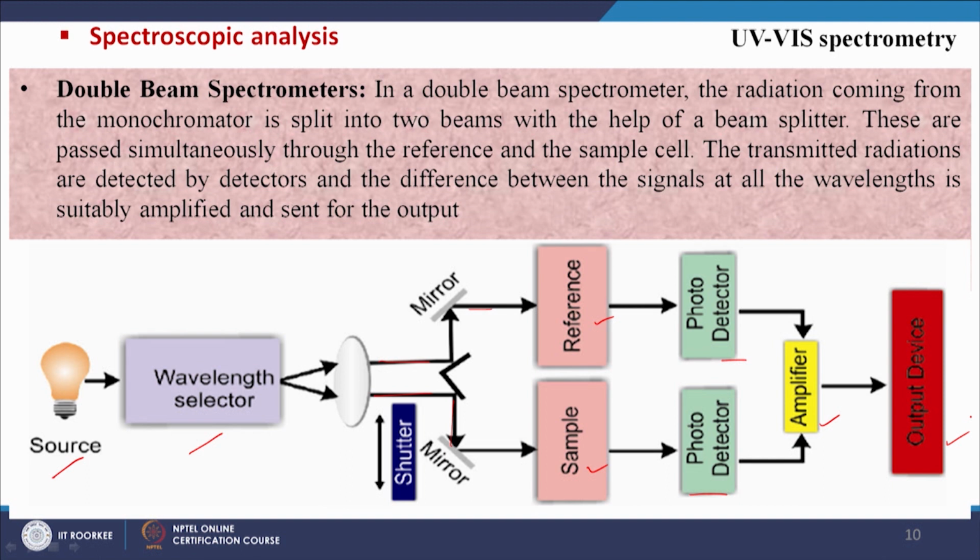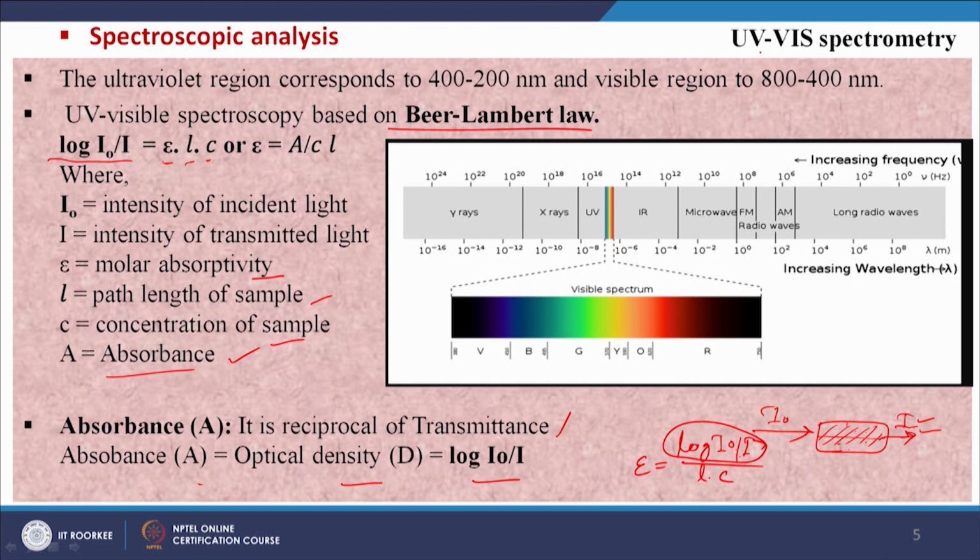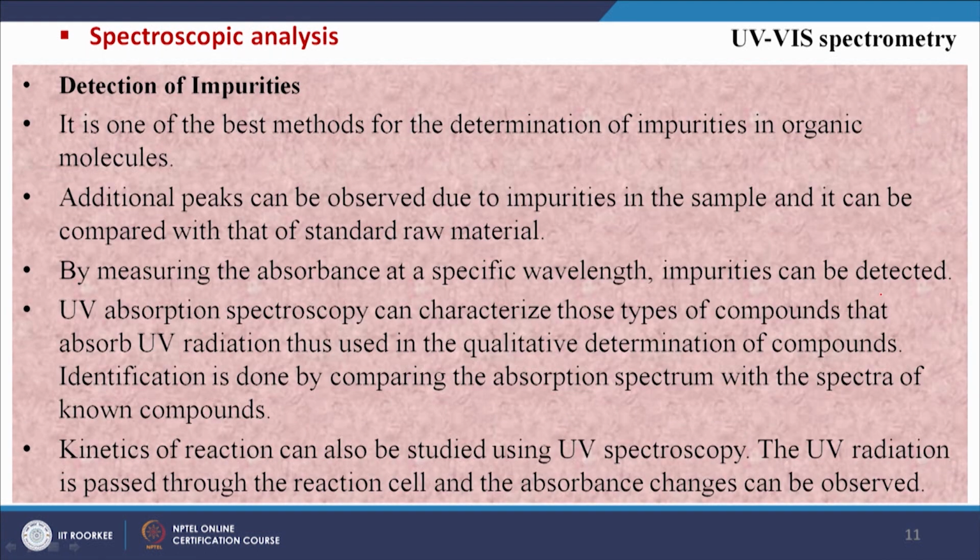So, UV and visible, the main difference is their wave number. The monochromatic light which we are generating, the visible is having more wavelength, as you mentioned here. So, the ultraviolet region corresponds to 200 to 400 nanometer and the visible region 400 to 800 nanometer. This is your wavelength.